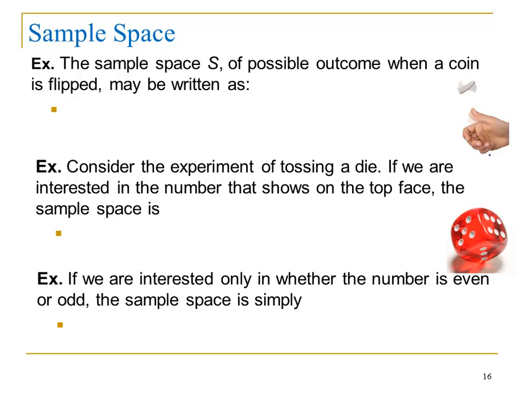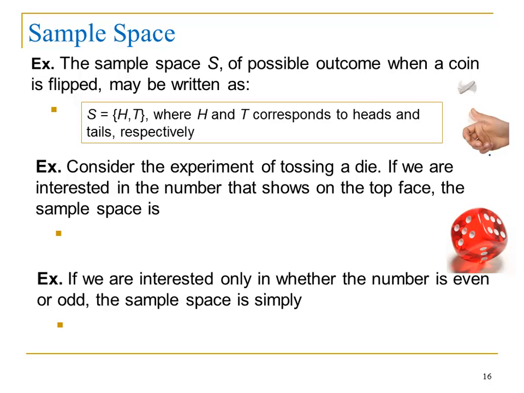So I already talked about the toss a coin example. The sample space of possible outcomes when a coin is flipped may be written as the sample space equals head and tails, because those are the only two outcomes that you can have for such an experiment. You toss a coin, it could be head or tail. There's nothing else that can happen. So that basically defines your sample space for such an experiment.